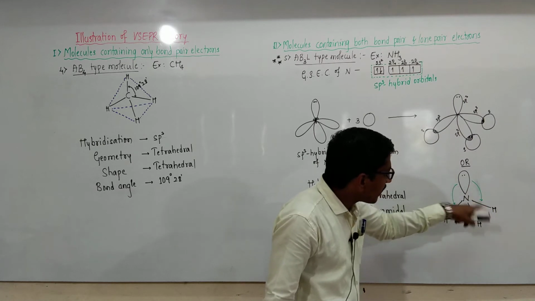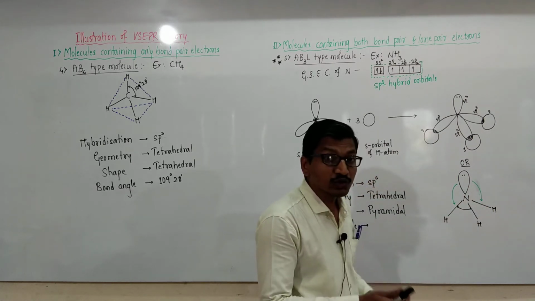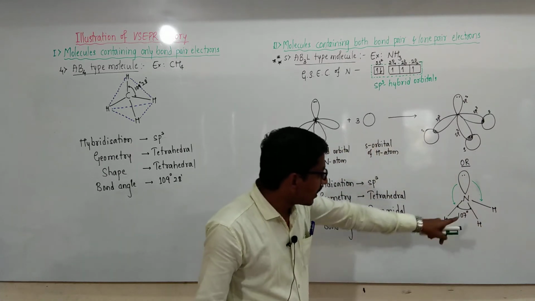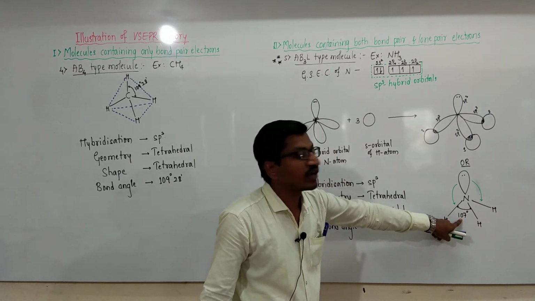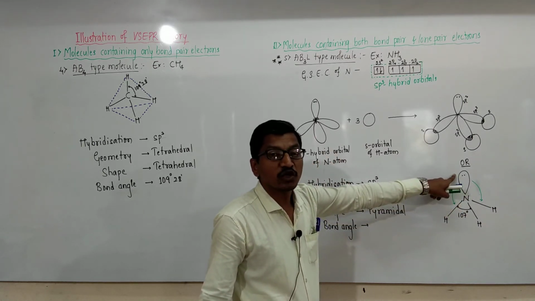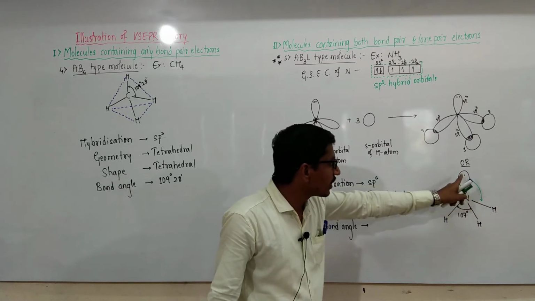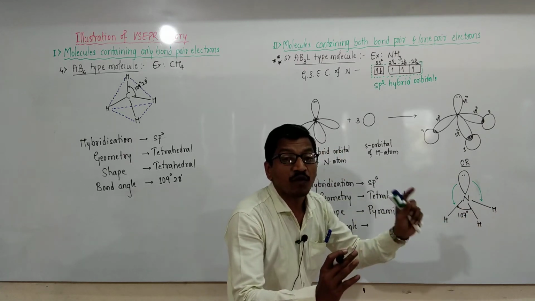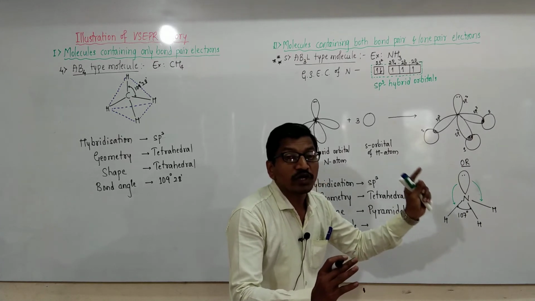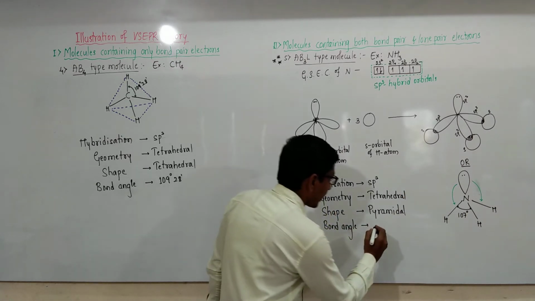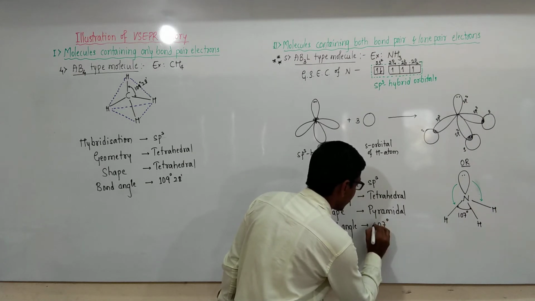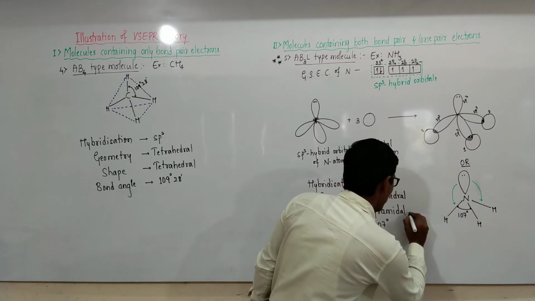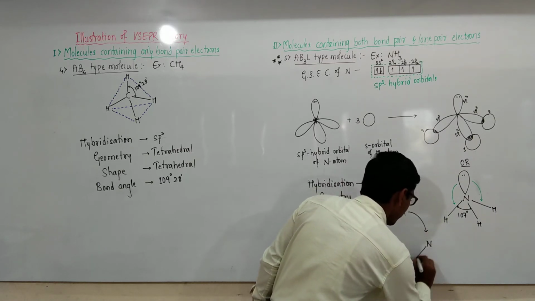Due to lone pair bond pair repulsion, the bond angle reduces to 107 degree. 109 degree 28 minutes it reduces to 107 degree. That is because of lone pair present on the nitrogen atom, and lone pair bond pair repulsion is greater than that of bond pair. That's why the bond angle reduces from 109 degree 28 minutes to 107 degree. Bond angle is 107 degree. Here the shape of the molecule pyramidal is represented like this simply.